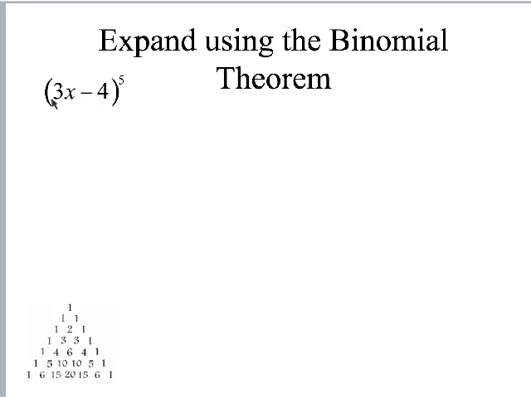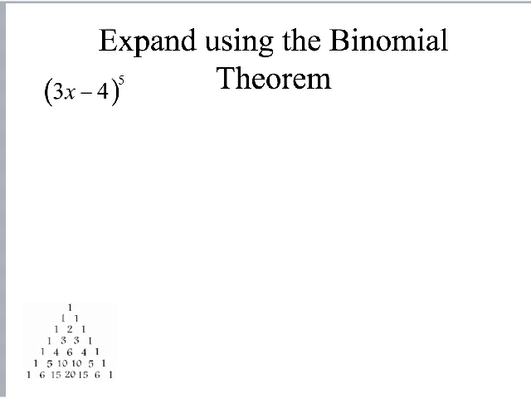All right, we are going to expand this binomial using the binomial theorem. Binomial means two terms. And what you have here is a binomial times itself five times. That would so suck to have to multiply it over and over five times. It would take you forever. Don't you want a shortcut? And that's what this theorem does. It speeds up the process and uses patterns.